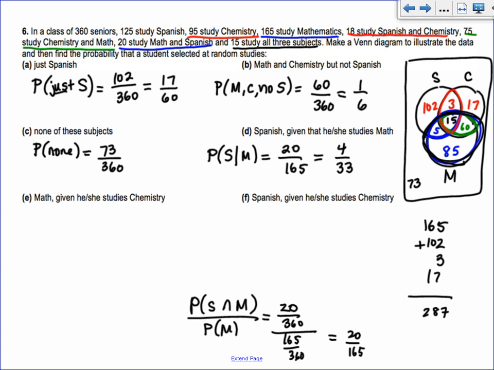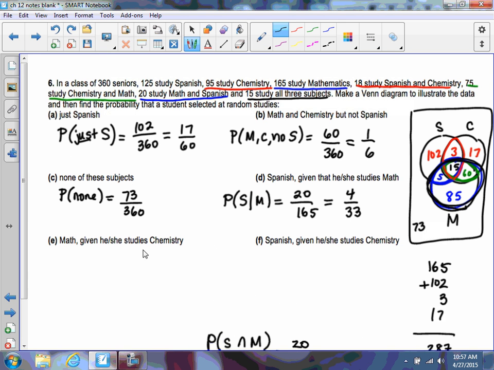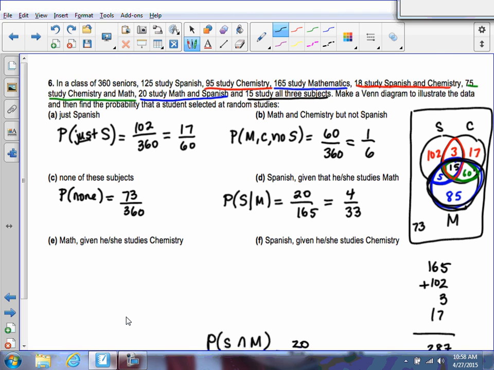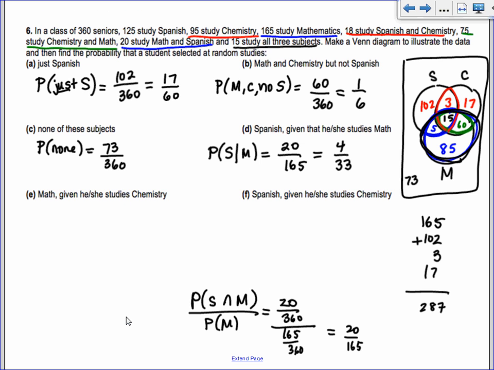So do math given he or she studies chemistry, and do Spanish given he or she studies chemistry. Give me a second to do it. Yeah, hang on. All right, so if you're saying math given he or she studies chemistry, then you're saying, okay, I'm going to zoom in on the chemistry area. We knew that there were a total of 95 that studied chemistry. So of those 95 people, how many study math? 75. So your answer is going to be 75 over 95, which reduces to 15 over 19.